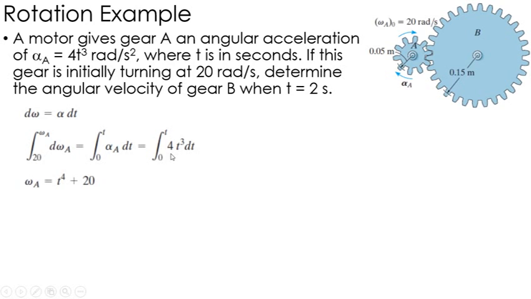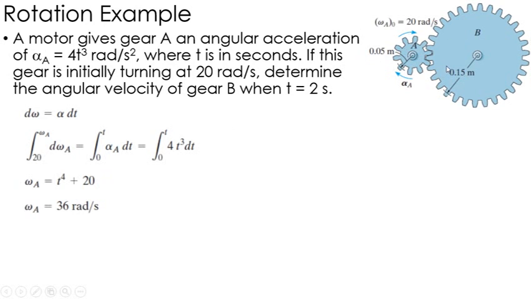From that, I get the equation for the angular velocity of gear A to be t to the fourth plus 20. Plugging in 2 seconds, 2 to the fourth is 16, so 16 plus 20 is 36 radians per second. So after 2 seconds, that is the angular velocity of A.